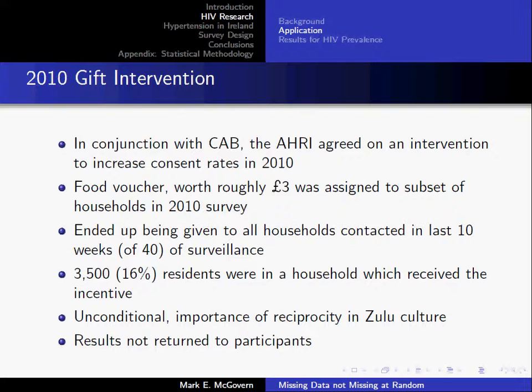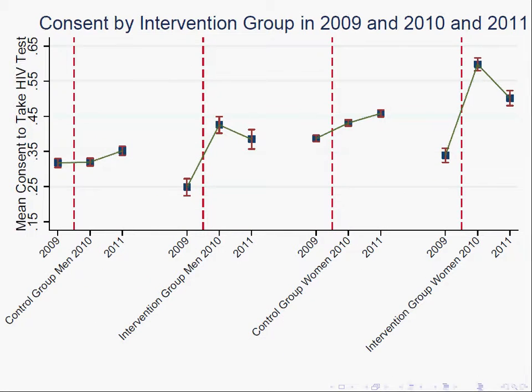Okay, so just briefly to describe the effectiveness of the voucher, I'm showing you for men and women in the control and intervention groups, the change in consent rates over time. So this is the control group, this is men who are in households who did not receive the voucher. You can see there's this small increase over time from, I guess, 30% up to 35%. Likewise, for women in the control group, a small increase over time. However, if you look at the intervention group, you see there's this big jump in consent rates.